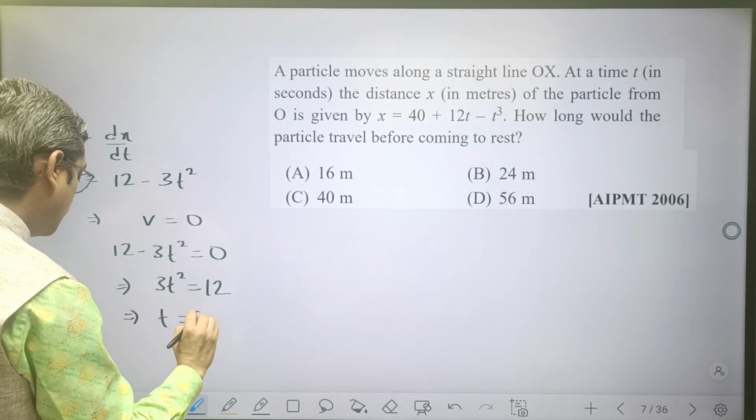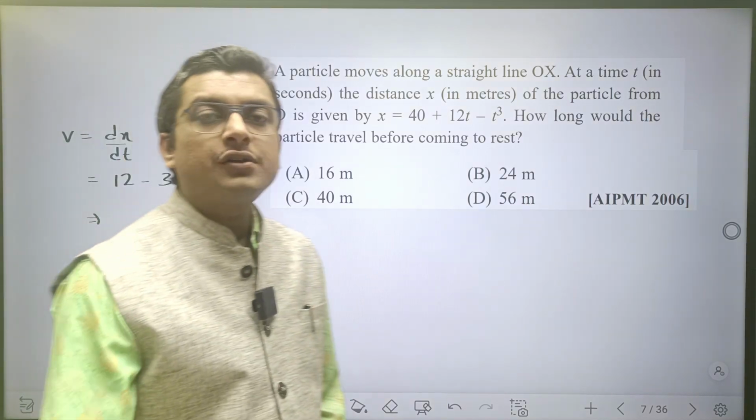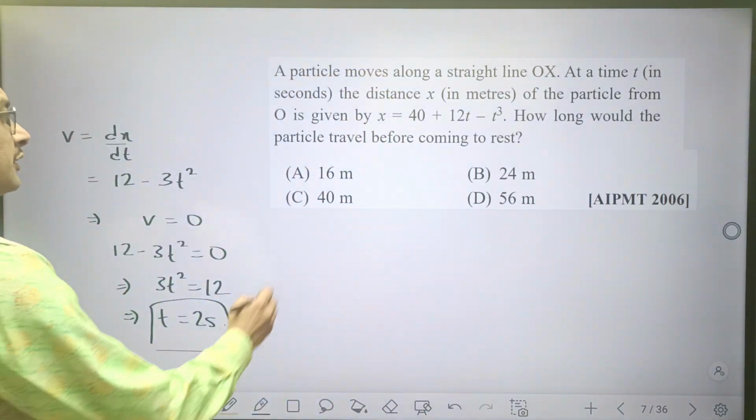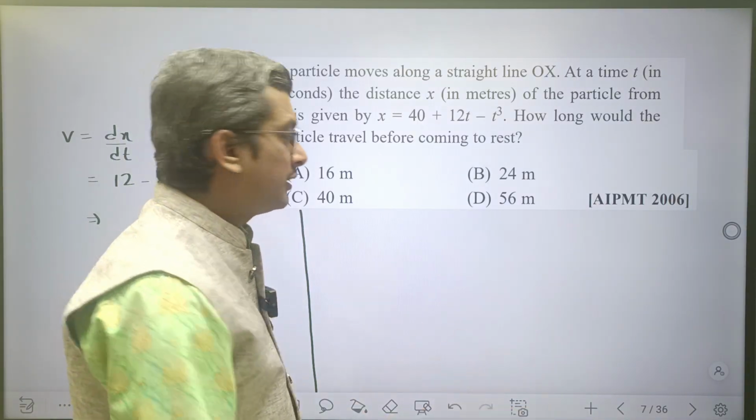So t is equal to 2 seconds. It means that velocity becomes 0, or the object comes to rest at time t is equal to 2 seconds. So we have to find the distance of the particle within this time interval of 2 seconds.